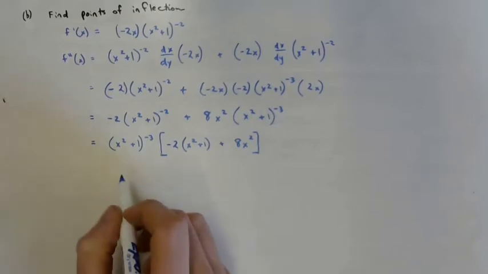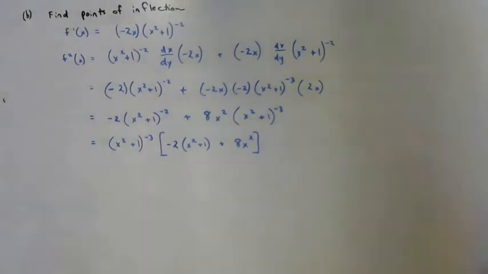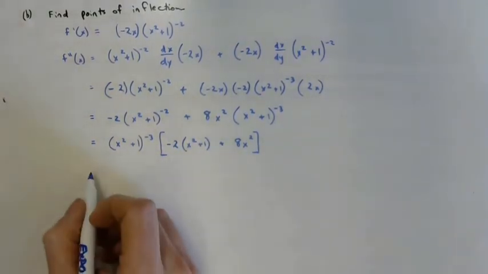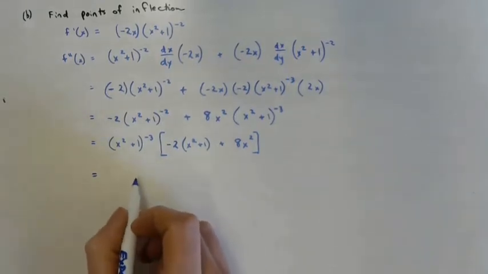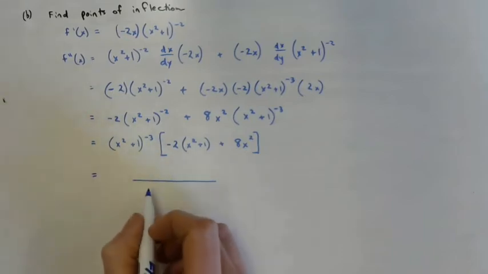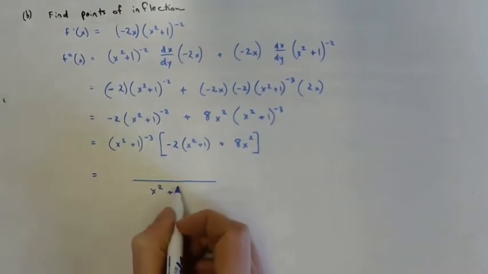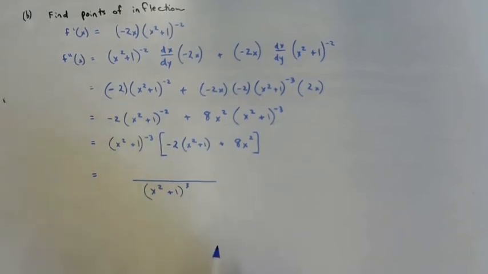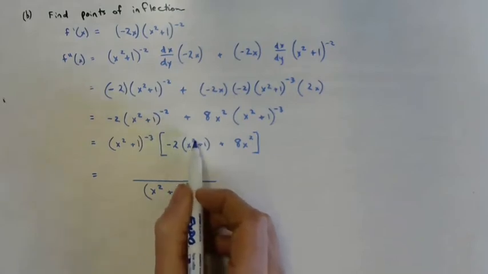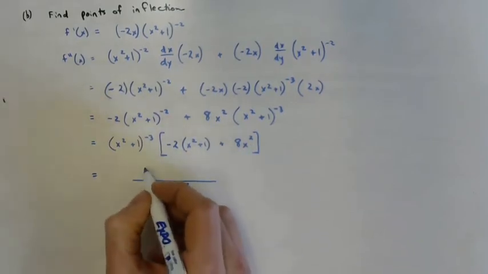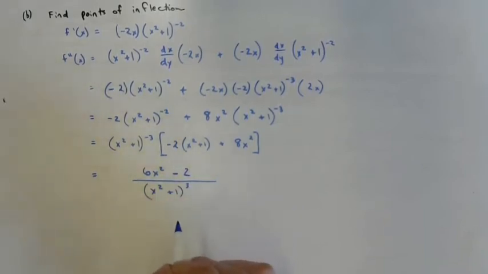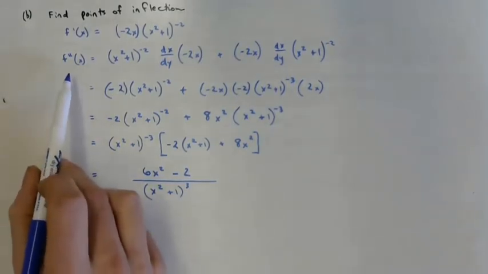And now rewriting that and simplifying inside this bracket. I'm going to do it all in one step. So I'm going to write my dividing line. I'm going to put my negative exponent in the denominator, express it as a positive exponent. That's (x squared plus 1) to the power of 3. And then inside my numerator, we have -2x squared and positive 8x squared. So we're going to make that 6x squared. And then we have -2. That is our simplified second derivative.